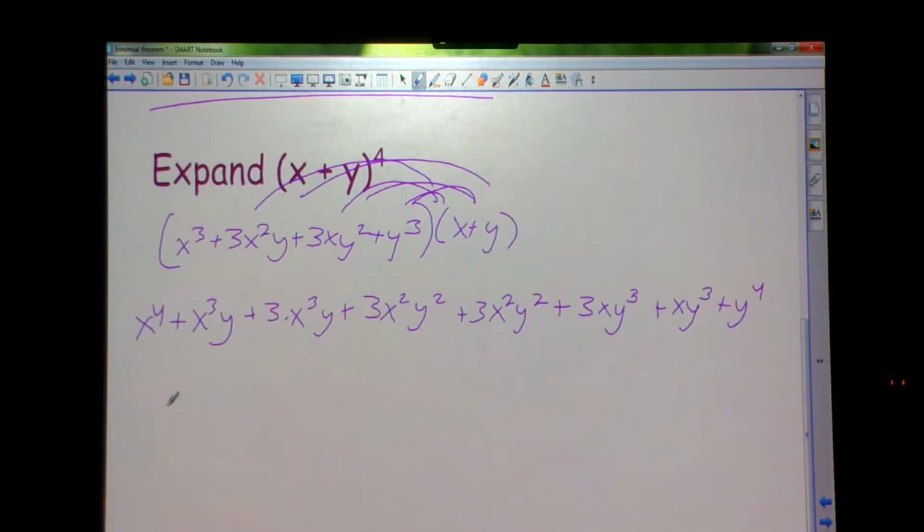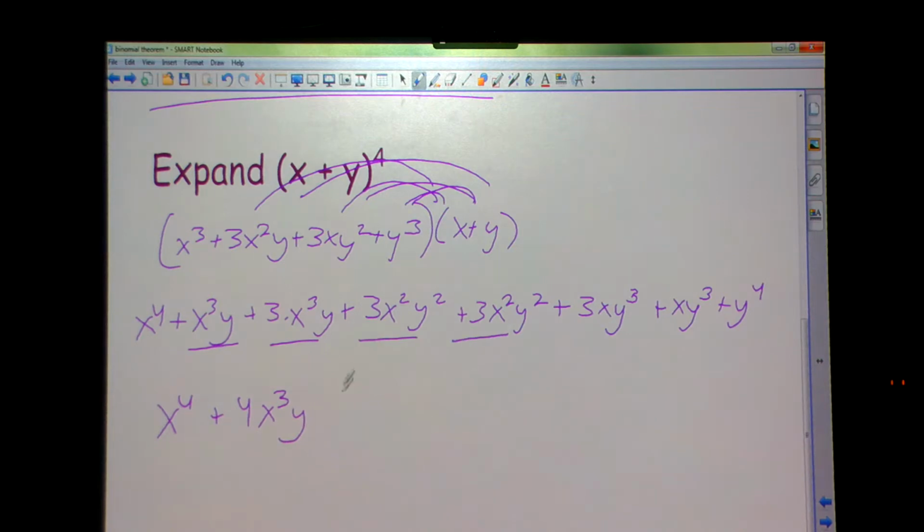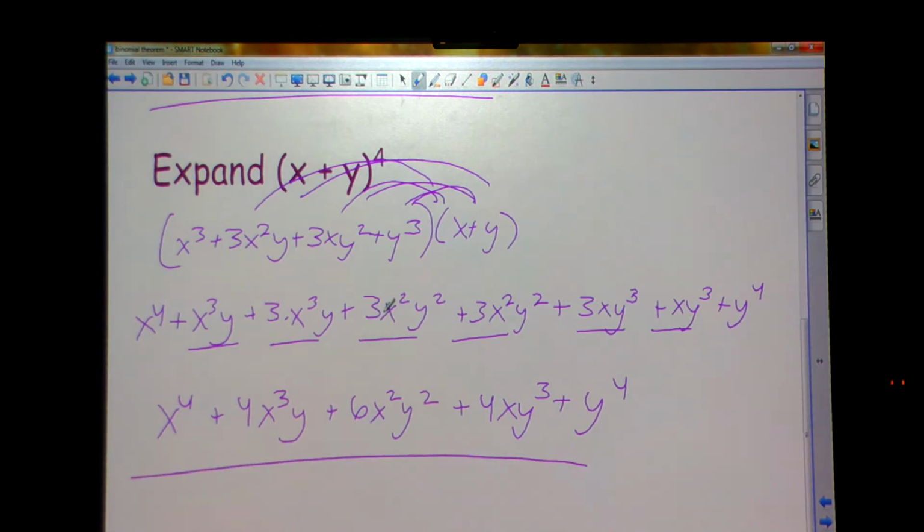Let's combine like terms. I have x to the 4th. The x cubed y's, I'm going to have 4 of those. The x squared y squareds, I have 6 of those. xy cubeds, I have 4 of those. And finally a y to the 4th. So it takes a while. And just think about it. If you mess up one little power, the whole thing's wrong. So you have to be very careful.